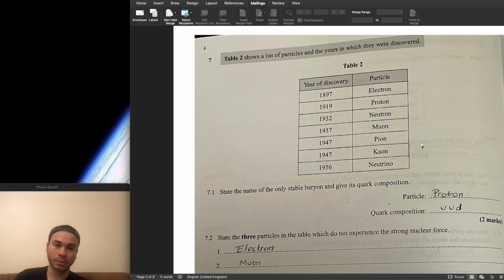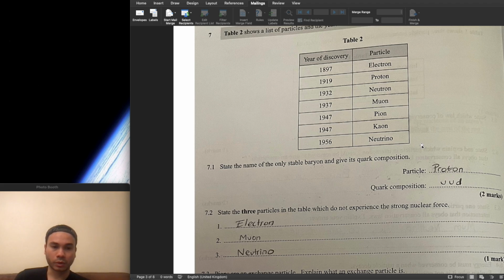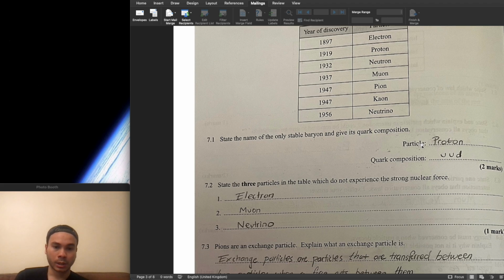Okay, and the quark composition is going to be UUD. So another one to remember, and of course the neutron is UDD. State 3 particles on the table which do not experience the strong nuclear force. So the strong nuclear force, remember, has got a very small short range, and leptons don't experience it. So those leptons are going to be the electron, the muon, and the neutrino from that table there.